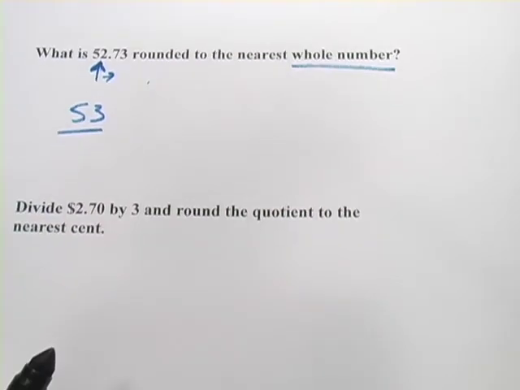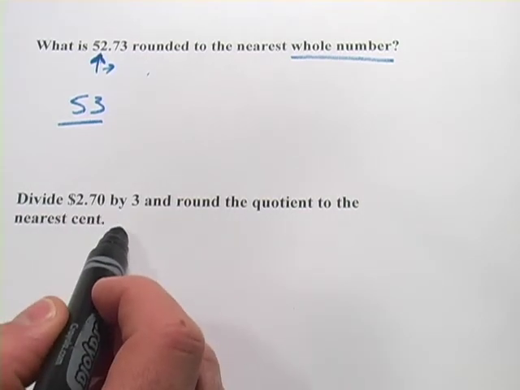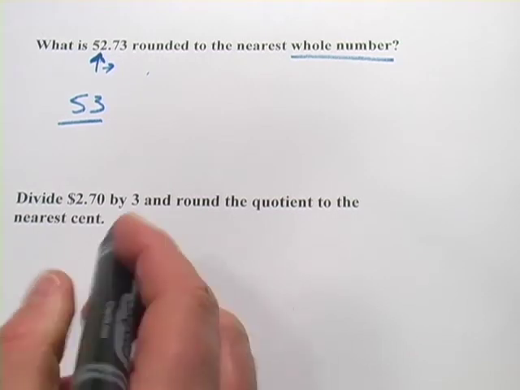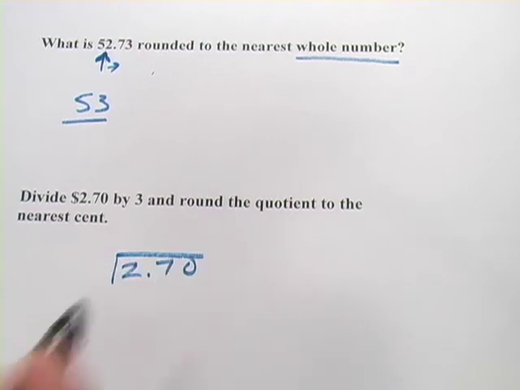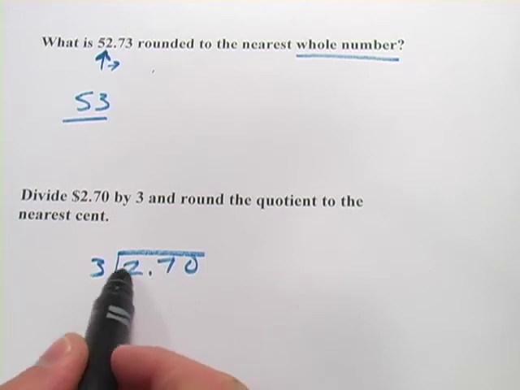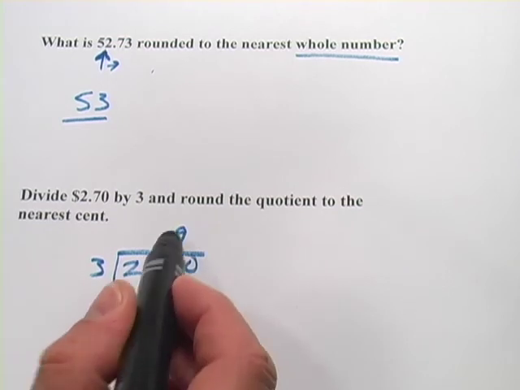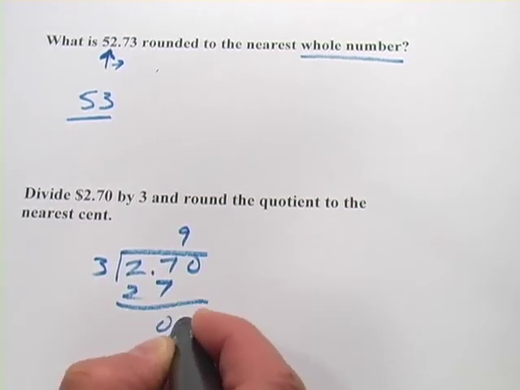All right, one more. This one says divide $2.70 by 3 and round the quotient to the nearest cent. So we've got to do some division first. You might want to do that on your calculator. I'm just going to do it longhand. I'm going to divide that by 3. So I'd ask, are there any 3's that could fit in 2? No. How about in 27? Yeah, 3 times 9 is 27. So 9 times 3, 27. We subtract and we get 0.